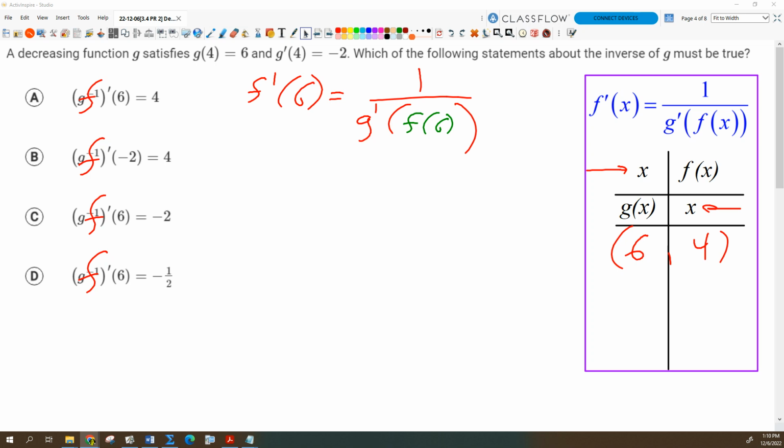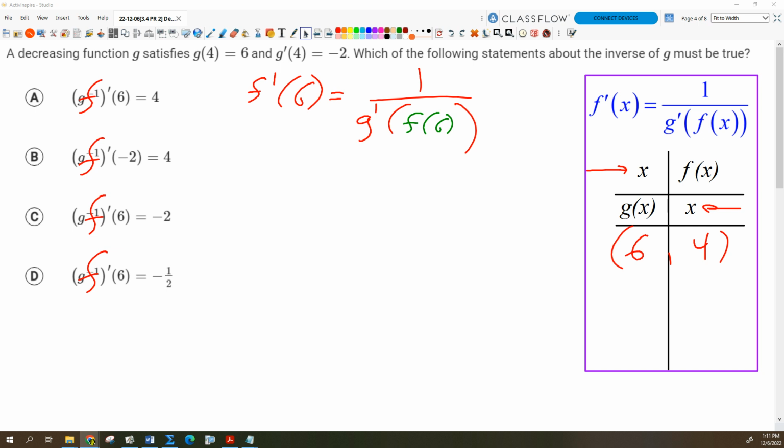So what about this guy here? We have a decreasing function. We know that G of 4 equals 6 and G prime of 4 equals -2. They're wanting us to find which of the following statements about the inverse of G must be true. So let's call that F, right? If the inverse of G is F and we want to find F prime of X, then this is the relationship we use: F prime of X is equal to 1 over G prime of F of X.